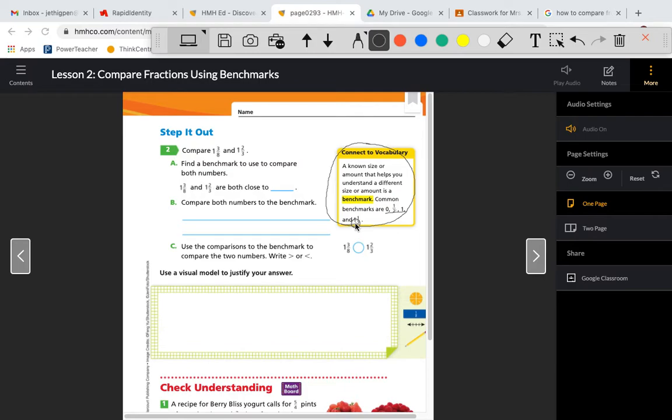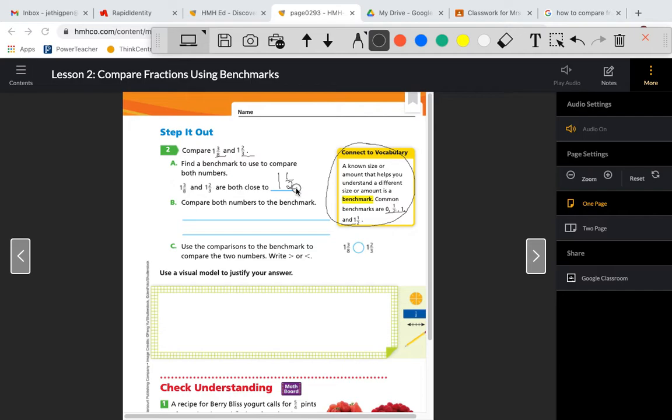So we're looking at comparing 1 3/8 to 1 2/3. So we need to find a benchmark to use to compare those numbers. Well, look at your common benchmarks that you have over here in the vocabulary box. We know they're not close to 0. They're not close to 1/2. They're actually more than 1, so they're going to be close to 1 1/2. So that's the benchmark that we're going to use. Okay, so that's how we're going to figure this out.